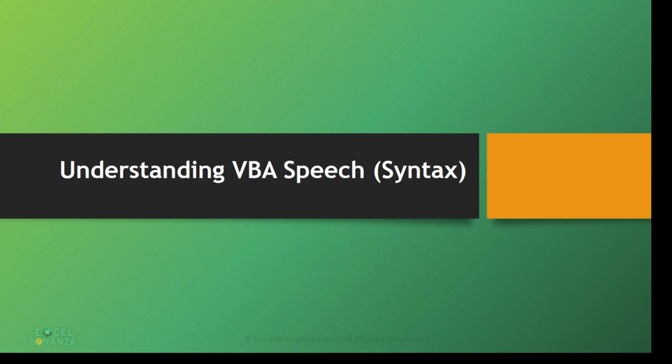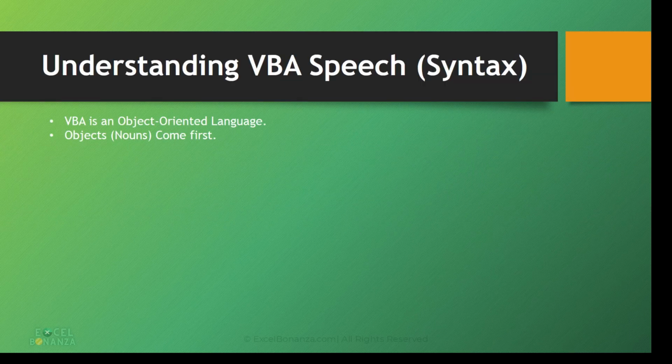Hey guys, welcome back. So in this video, we're going to speak about the VBA syntax, or how the VBA language is written. VBA is an object-oriented language, as we've explained before. And that means that objects or nouns come first. So in order to understand the VBA syntax, we're going to compare it to how the English language is written.